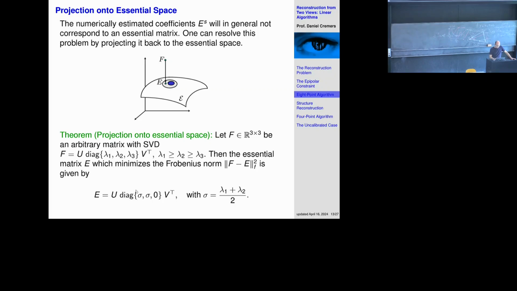And it's not surprising, the 2 larger singular values must be equal, the smallest one must be 0. So here we take the smallest one, we basically force it to 0, and we take the 2 larger ones and we average them to get them equal. And then this is by construction, and you can prove that it is the nearest essential matrix. We're not going to prove it here, but one can prove that this is the solution to this optimization problem.